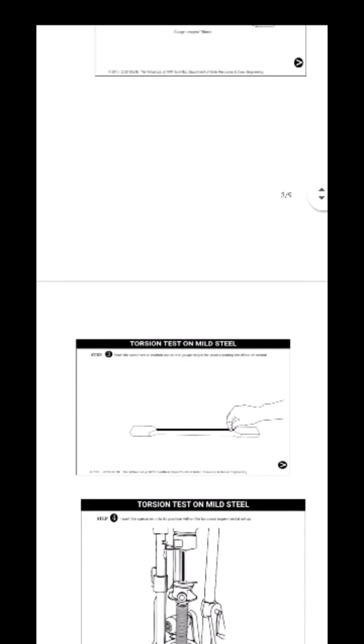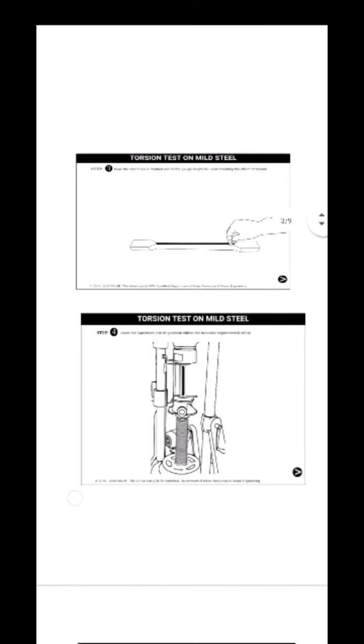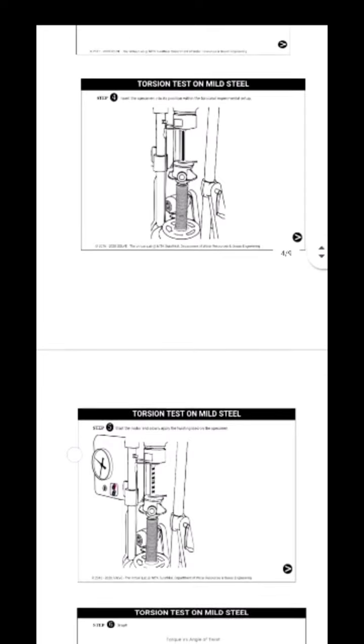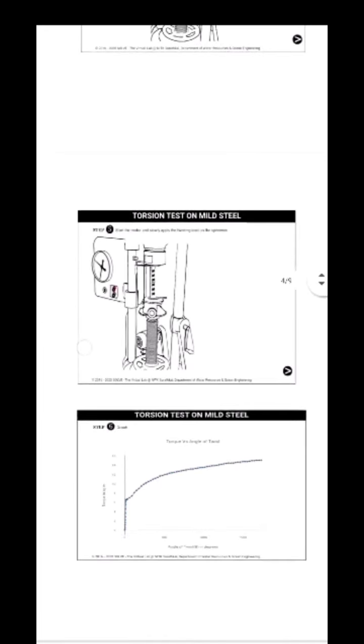Step 3, now the specimen is chalked out on the gauge length for understanding the effect of torsion. Step number 4, insert the specimen into its position within the torsional experimental setup. Step 5, start the motor and slowly apply the twisting load on the specimen.